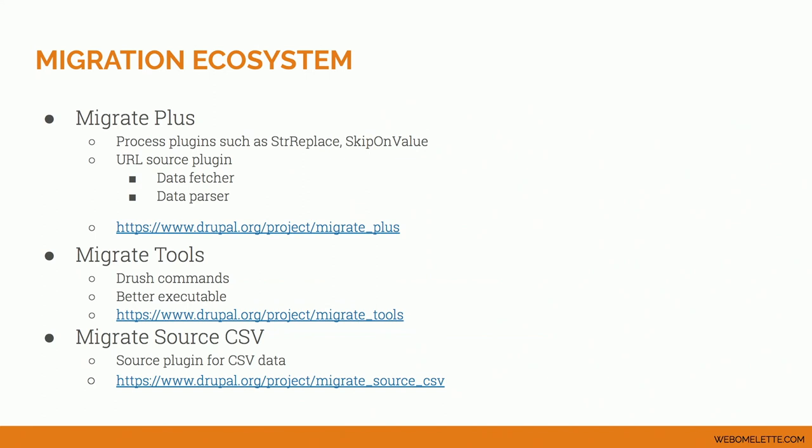Finally, Migrate Source CSV is an example of a very small module. It does one thing: it provides a source plugin for CSV. You give it the path to a CSV file, and it is able to read it, iterate over the individual records, and provide the data. We will see how it actually works in practice. Any questions so far? Well, maybe at the end, actually.